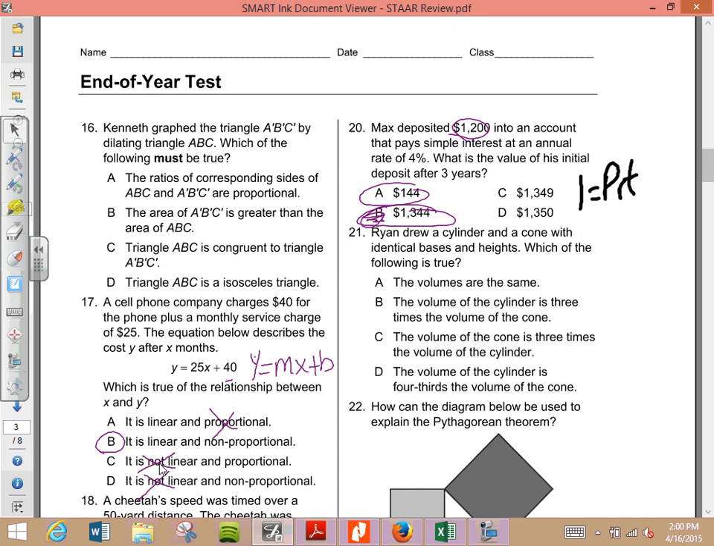Ryan drew a cylinder with a cone with identical bases and heights. Which of the following is true? The volumes are the same. No, they're not the same because they're different figures. The volume of the cylinder is 3 times the volume of the cone. We know that for sure. I showed you that with the little filling, right? The volume of the cone is 3 times the volume of the cylinder. Nope, that's flipped. The volume of the cylinder is 4/3 the volume of the cone.